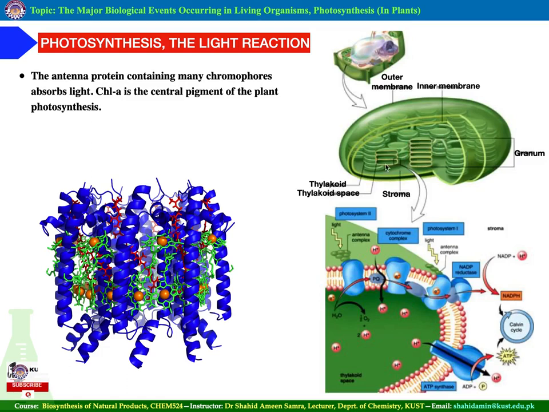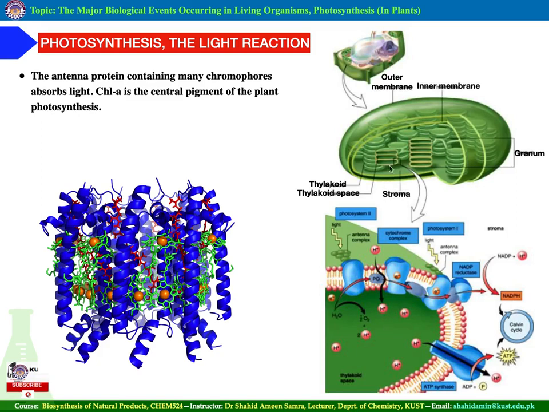The disc-like structure is not a solid structure, it's hollow inside, so there is a lumen inside. The outer part is the stroma, that is the main body of these plastids, whereas the inside body of the thylakoid is known as the thylakoid space.